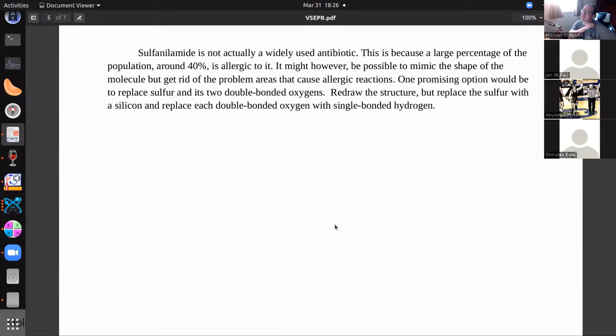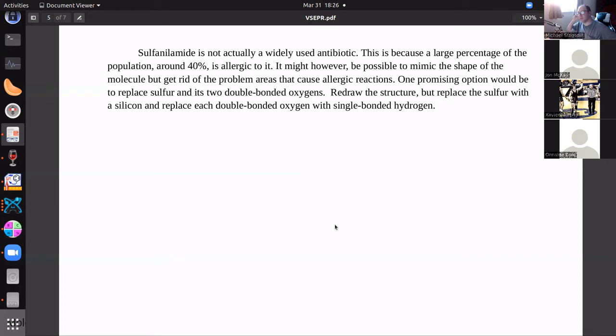So sulfanilamide is actually not used very widely. Very few sulfur-containing antibiotics are. That's because a large percent of the population, somewhere around 40%, is actually allergic to it. That's true for a lot of sulfur antibiotics. People tend to be allergic to that. It might, however, be possible to mimic the shape of the molecule, but get rid of the problem areas that cause the allergic reactions. One promising method would be to replace the sulfur with its two bonded oxygens.